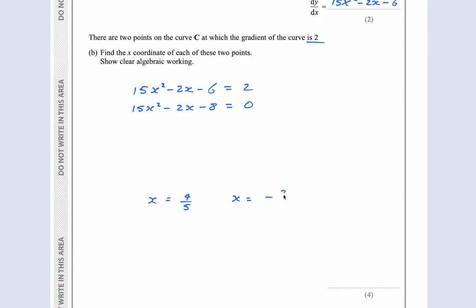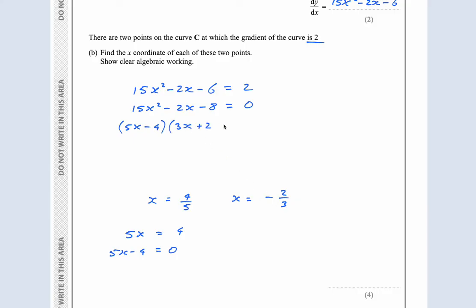Those are my two answers, but to get all the marks I have to show the factors, or at least the quadratic formula. The factors are, if x is 4 over 5, then what I do is I find out what equals 0. So I do 5x equals 4, and 5x minus 4 equals 0. That means this is a factor. 5x minus 4 is a factor. And similarly here, I do 3x plus 2.